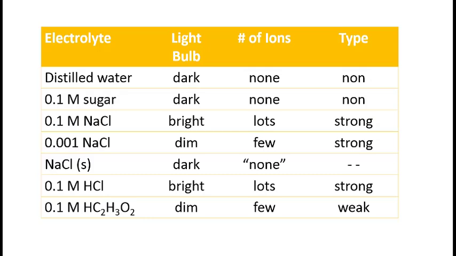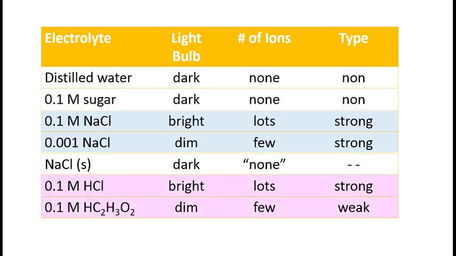Notice that there are 2 ways to get a dim bulb. First, you can take a strong electrolyte like sodium chloride and only put a little bit into solution. That only produces a little bit of ions. Or take a material that only makes a little bit of ions on a percentage basis. This highlights the difference between concentration and strength.